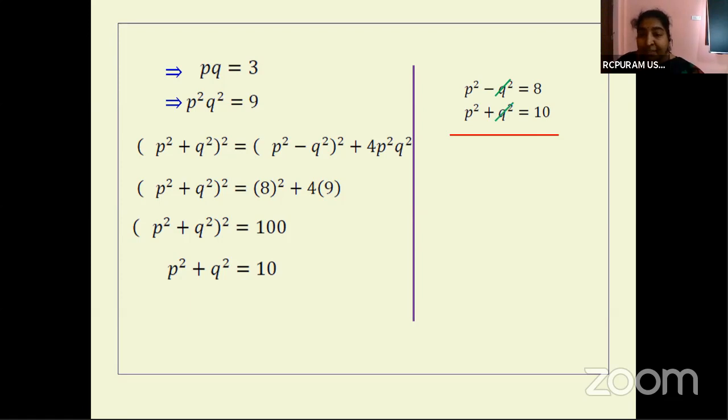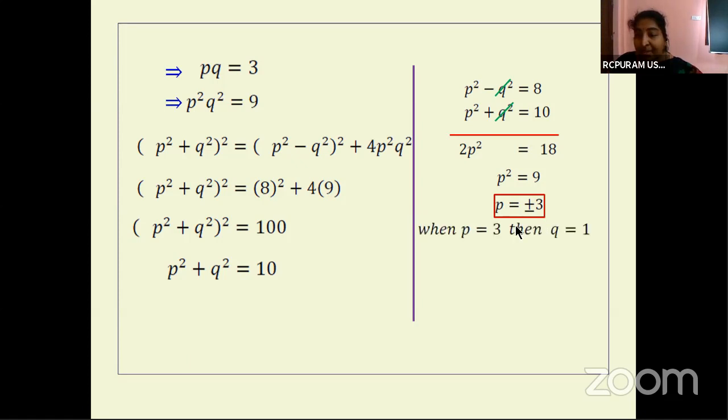We are left with P square plus P square, which is 2P square, and 8 plus 10, which is 18. 2P square is equal to 18. Then P square is equal to 9. When P square is equal to 9, we can say P is equal to plus or minus 3.